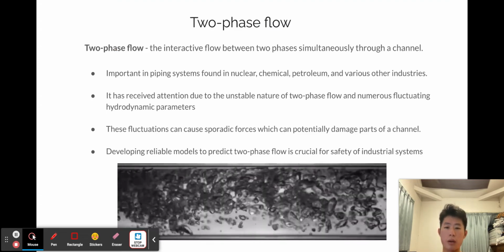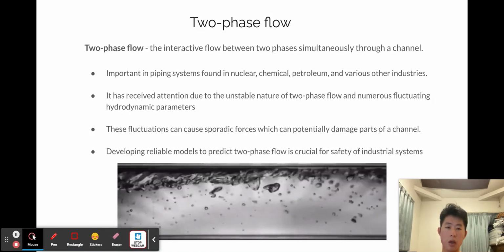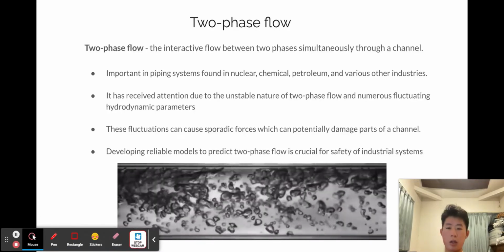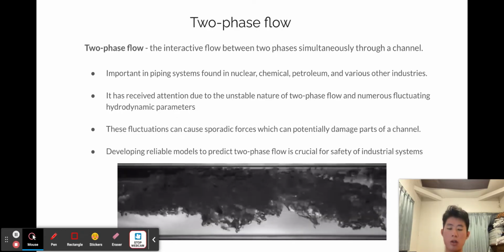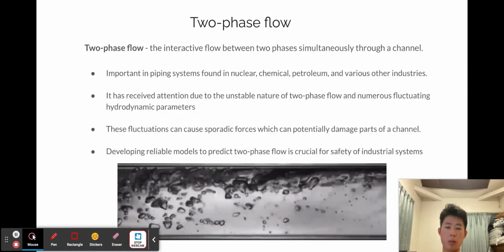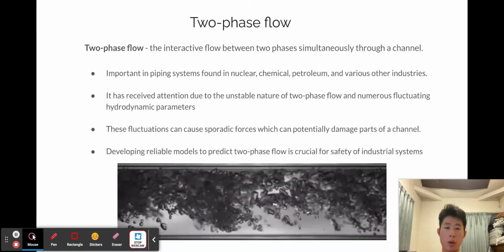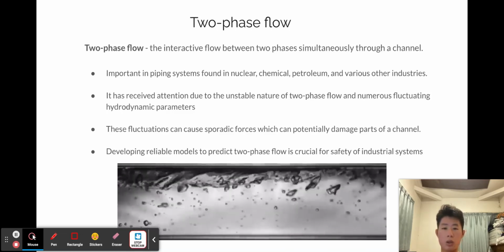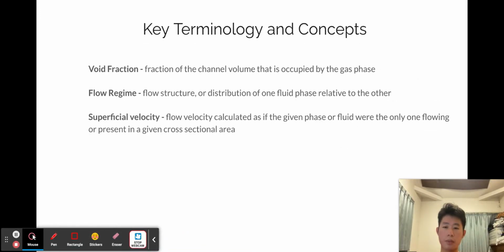So to give a bit of a background, two-phase flow is basically the multi-phase flow between two phases simultaneously through a channel, and it has received a lot of attention in piping systems in nuclear, chemical, petroleum, and other industries because of its unstable nature due to numerous fluctuating hydrodynamic parameters. And this is important because it can cause sporadic forces, which can damage parts of the piping system in these industries. So, developing reliable models to predict two-phase flow is crucial for the safety of these industrial systems.